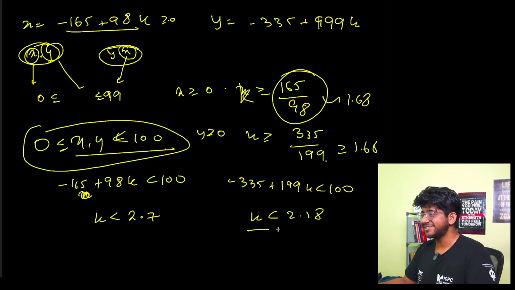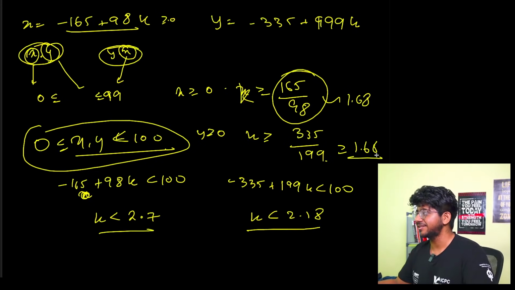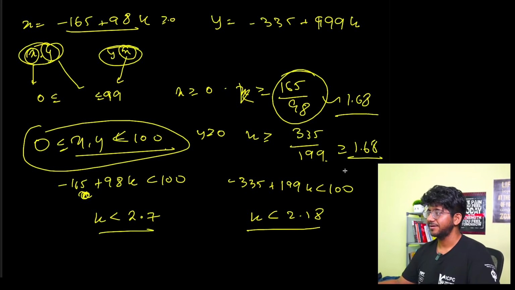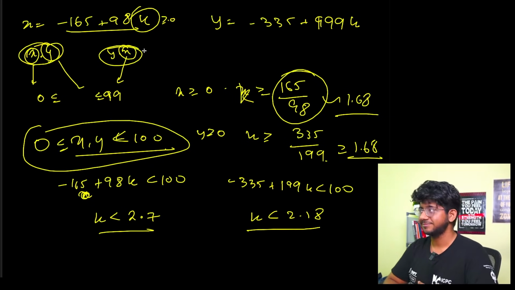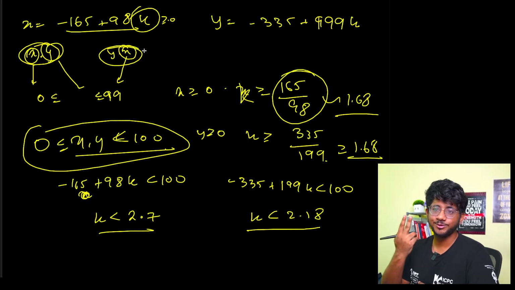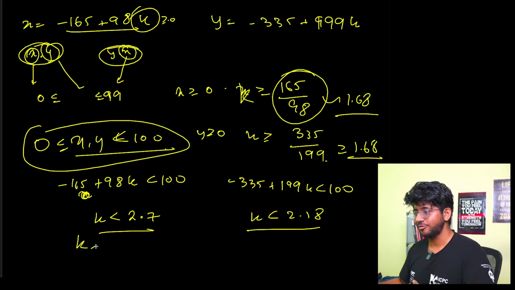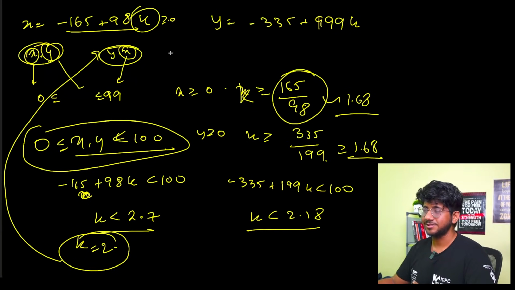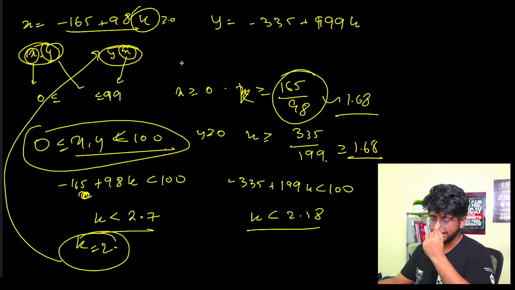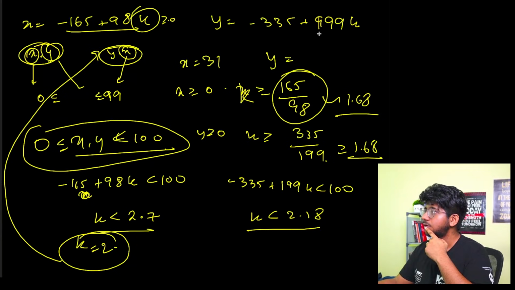So k is less than this, greater than this, right? And k is an integer. Remember, k is always an integer. So what's the value of k? 2. Makes sense. So we found out k equal to 2. Plug these values over here and see. If you put k equal to 2, you get x is equal to 31 and y is equal to 63.